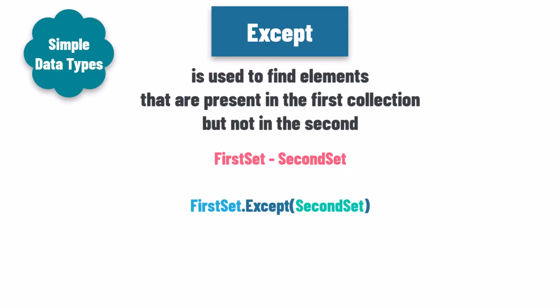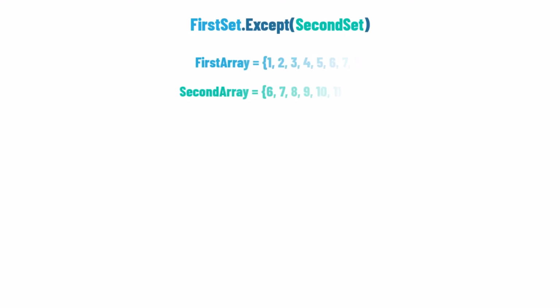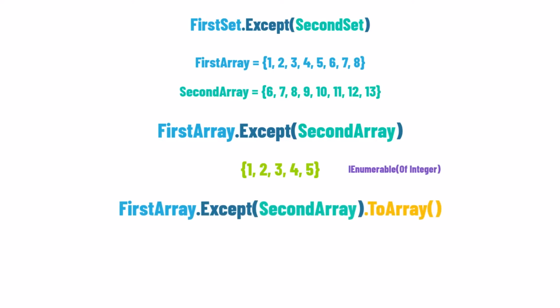The result will be a new sequence that contains only the elements that are available in the first sequence, but not in the second. Imagine you have the following two arrays of integers. By using this query, we will get the following sequence, where we have the elements unique to the first array. This sequence is of type IEnumerable of int. To convert it again to array of integers, we can apply the ToArray method. This is how the first overload works in general.